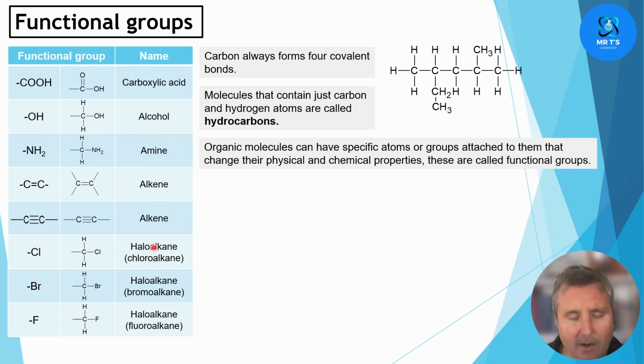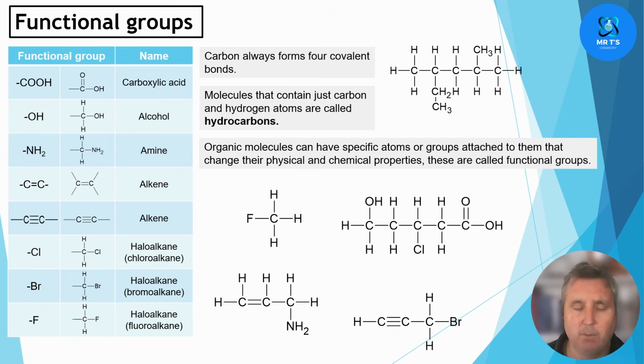A haloalkane is this carbon joined to a halogen. Now it's a chloroalkane if the halogen is chlorine, it's a bromoalkane if the halogen is a bromine, and a fluoroalkane if the halogen is a fluorine. So let's look at these molecules here.